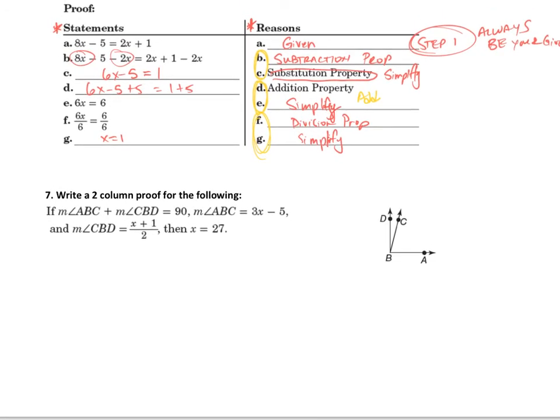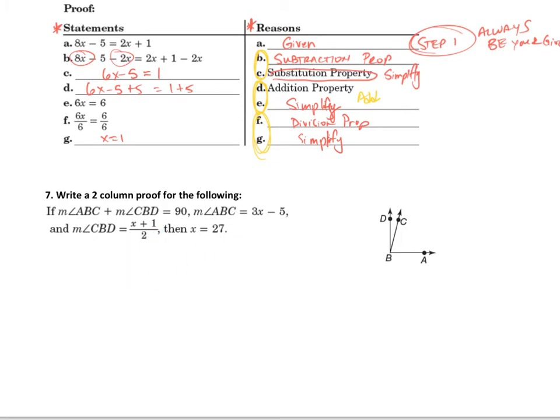So let's see what we got. We've got: if the measure of angle ABC plus the measure of angle CBD is equal to 90, the measure of angle ABC equals 3x minus 5, and the measure of angle CBD is x plus 1 over 2, then x equals 27.